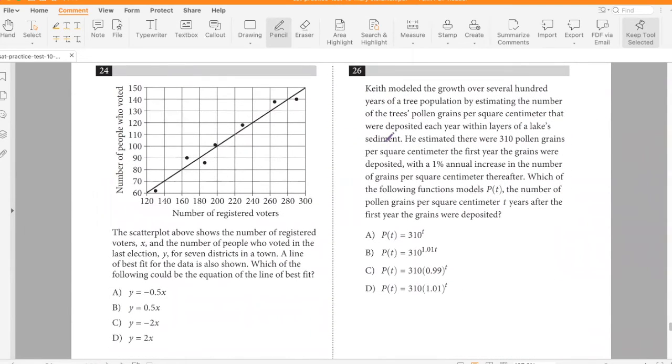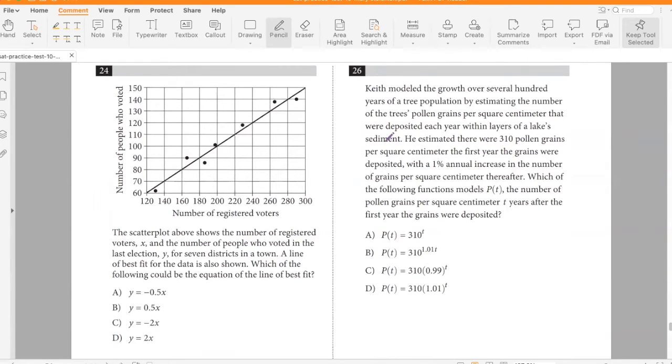The scatter plot above shows the number of registered voters X and the number of people who voted in the last election Y for 7 districts in a town. A line of best fit for the data is also shown. Which of the following could be the equation of the line of best fit?